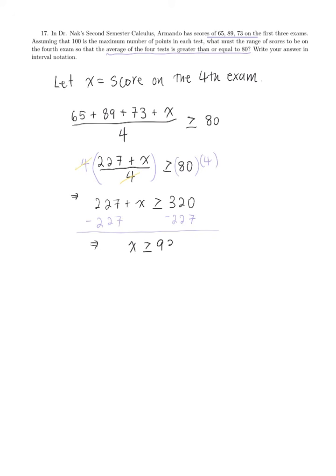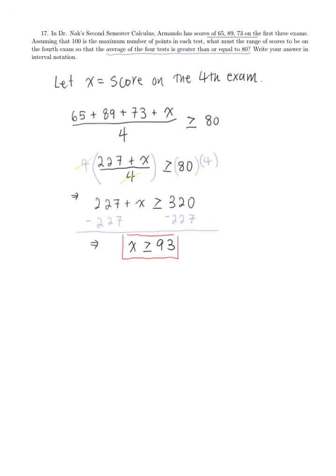Uh-oh, Armando better work his butt off for the 4th exam, huh? Anyways, let me box that. Okay, so we're done. In order for Armando to receive a score of 80 or above, on average, he must score 93 or above on the 4th exam.